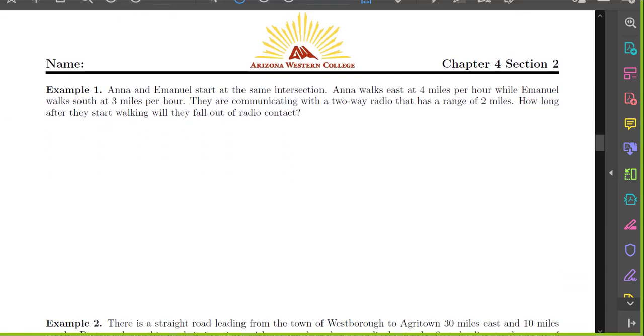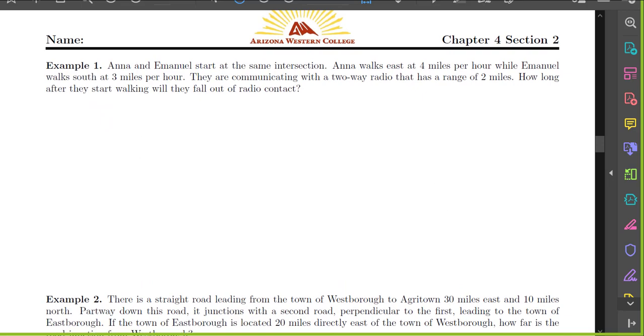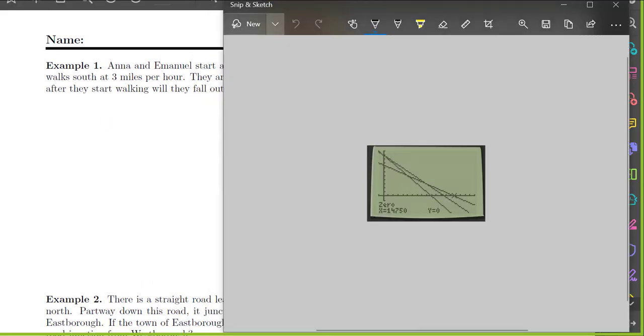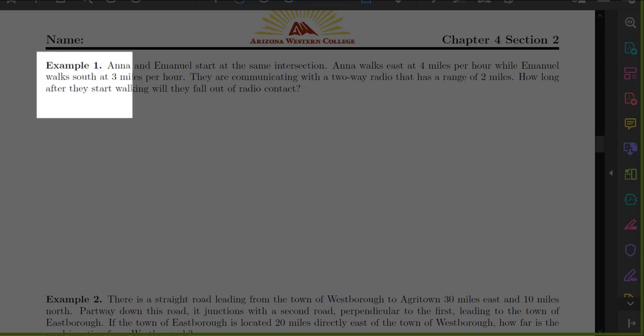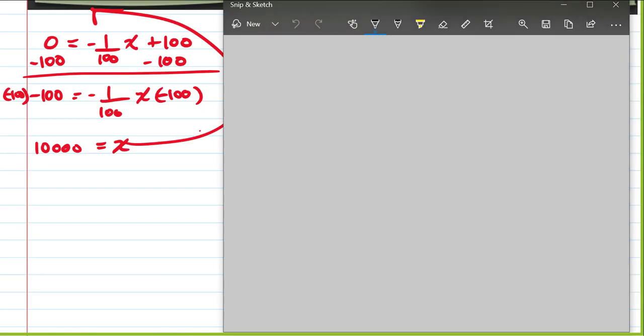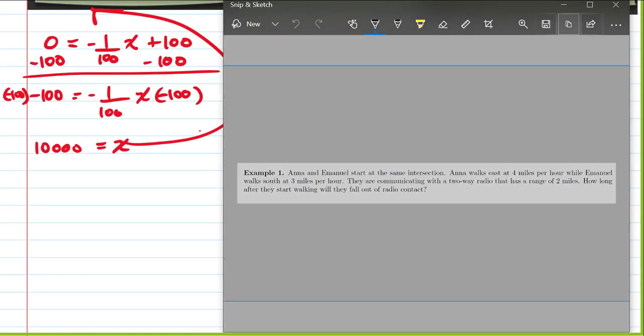So we are going to take a break from that and switch to our next example.